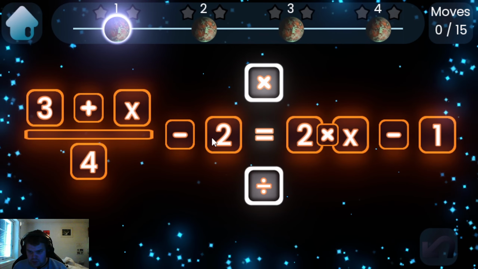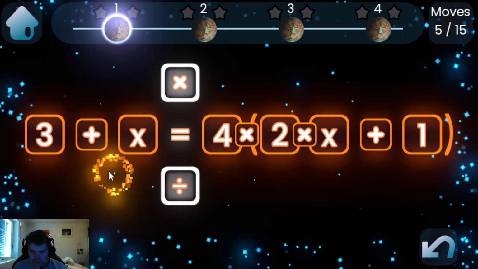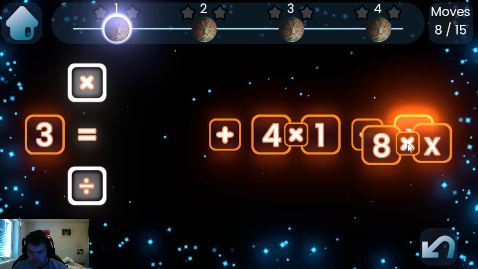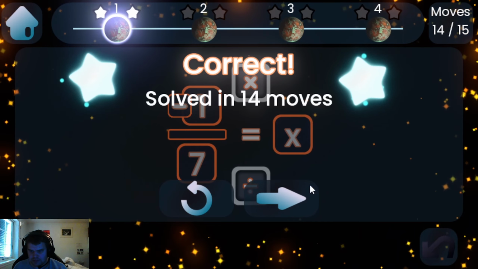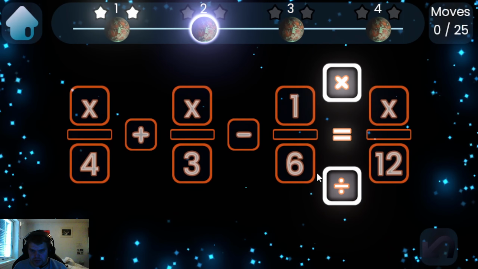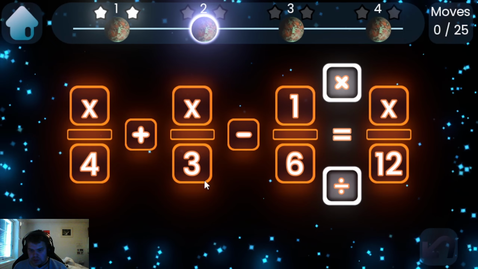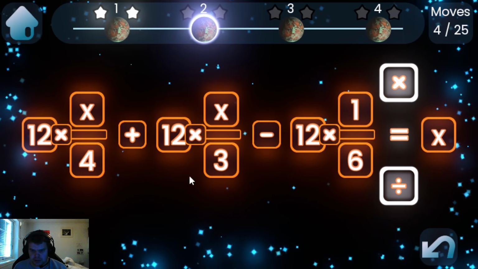All right, so let's move the 2 over, multiply by 4. Let's get the x over here. Let's get the 4 on the other side. This one wasn't so bad. All right, hey, beat it by 1 move. Okay. Yeah, so this is fun. So we basically multiply everything by 12 because all of these are factors in 12. So yeah, it's just going to be annoying, right?